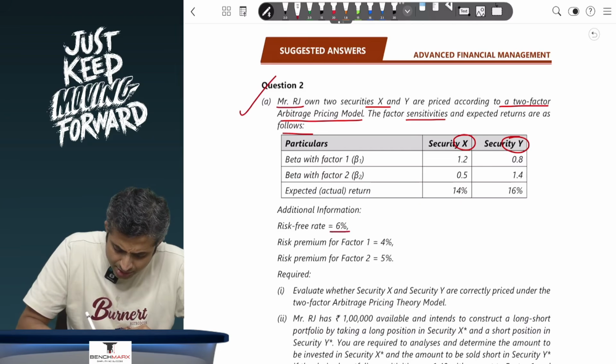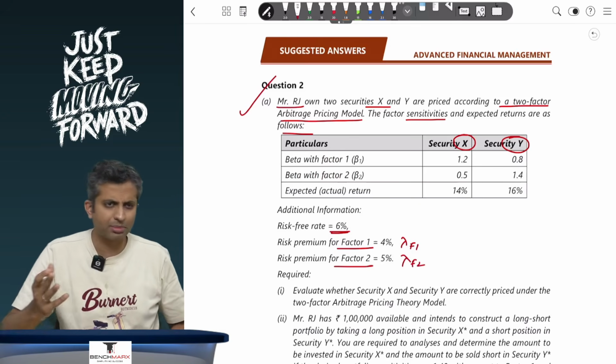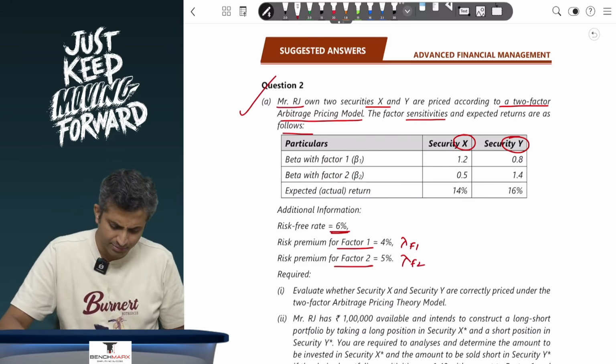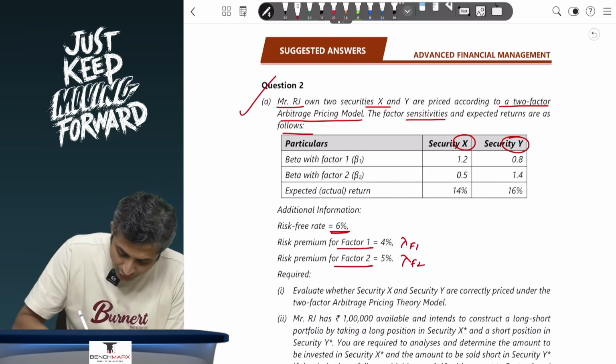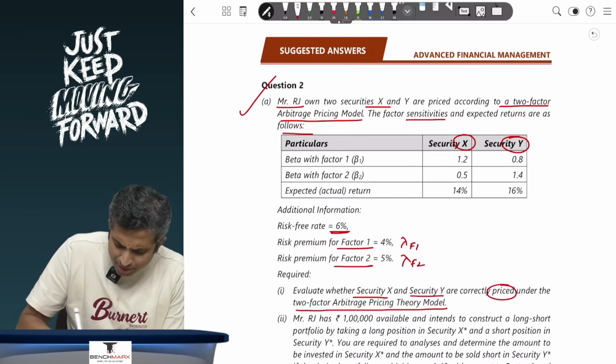The additional information is the risk-free rate. The risk premium for factor 1 is called lambda of factor 1, and the risk premium for factor 2 is called lambda of factor 2. These are given to you in a typical question. These were not given here, they have been given. You are required to evaluate whether the securities X and Y are correctly priced under the two-factor arbitrage pricing theory.